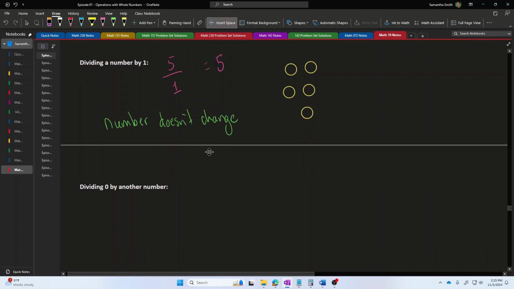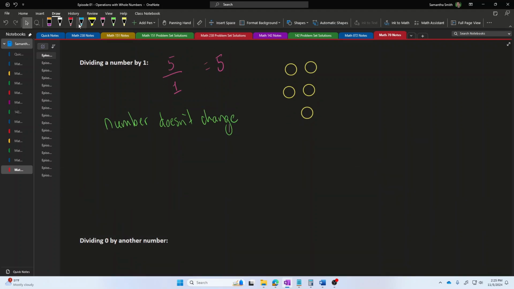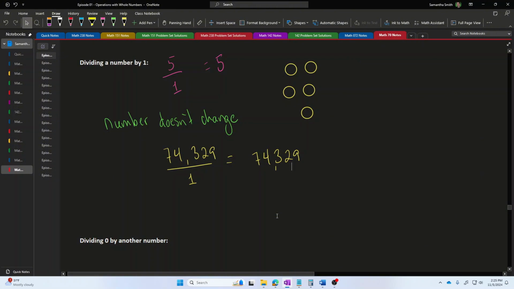So, for example, if someone says to you, I have got 74,329 objects in a single pile, and I want to keep it in just one pile, then you know right away the result is going to be exactly the same number that you started with. It's still going to be 74,329.